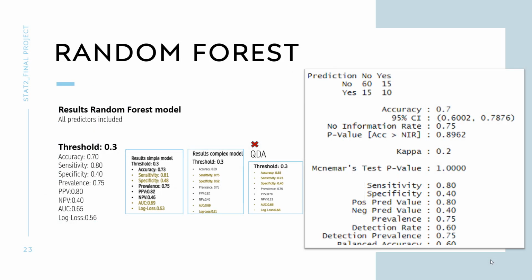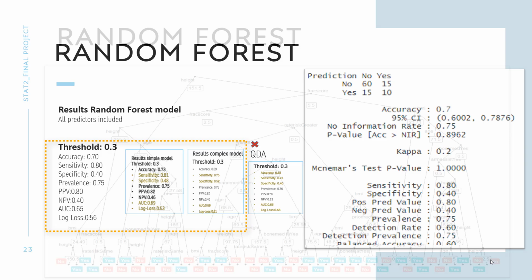Now we are ready to visualize the results of the random forest model. If we take a look at the important metrics to measure the performance of the model, they are very close to the simple model and complex model. We believe that these three models will be the final competitors for our final model. We think that QDA will be discarded because this model is not as effective as the other three.